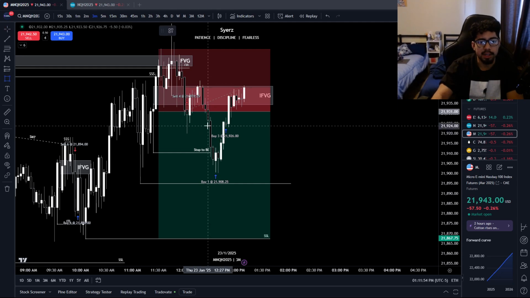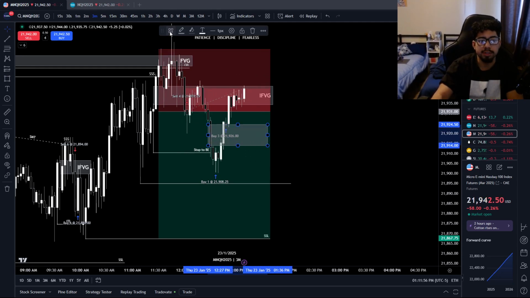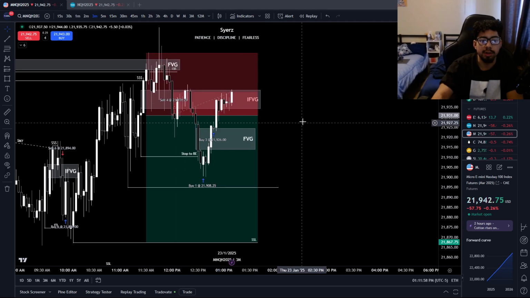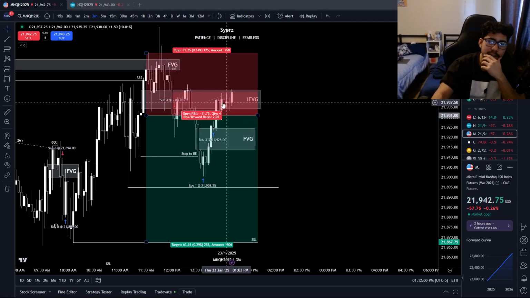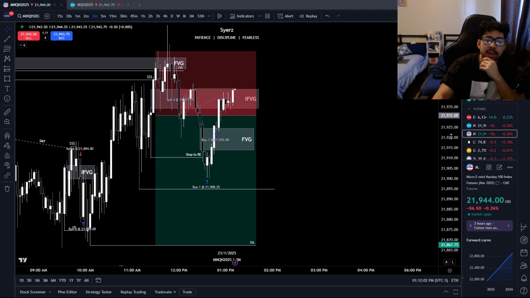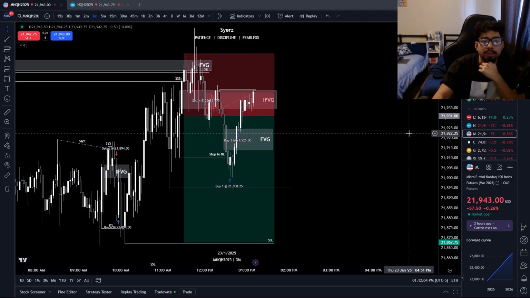And the last thing that I did was as soon as we closed above this 3 minute fair value gap as well, I ended up closing the trade. I knew I was going to get stopped at break even. So I ended up taking two break even trades for today.